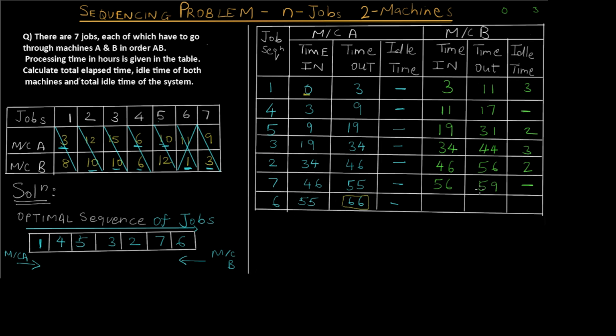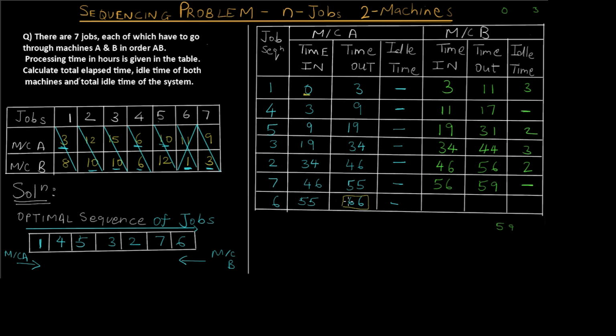So 56 plus 3 would give us 59, and this time the idle time was 0. Now we have to again compare 59 with 66. So we know the job number 7 on machine B got over at 59th hour and machine B wants to process job number 6 now. But job number 6 is being processed already by machine A till 66th hour. So it has to wait from 59 to 66th hour.